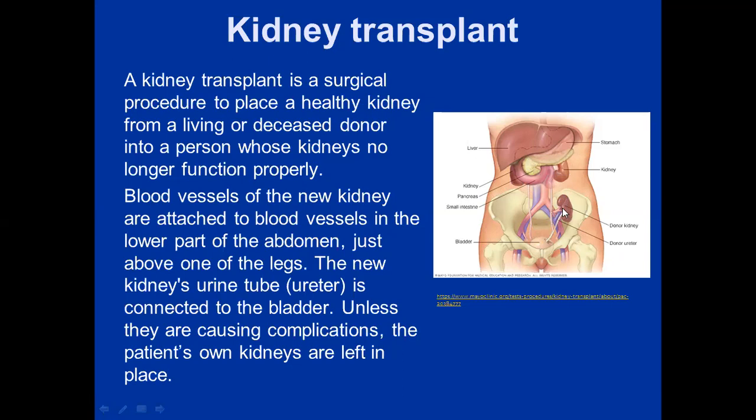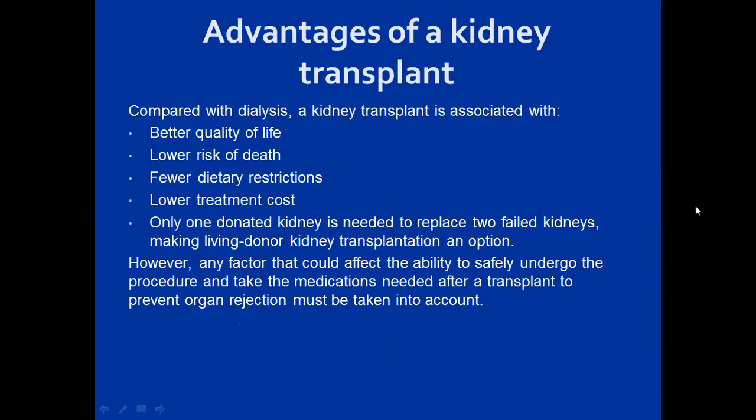And here they've attached the vein to this major blood vessel here. And then the ureter from the donor kidney is just attached directly to the bladder. Okay, so this then should function as a normal kidney.